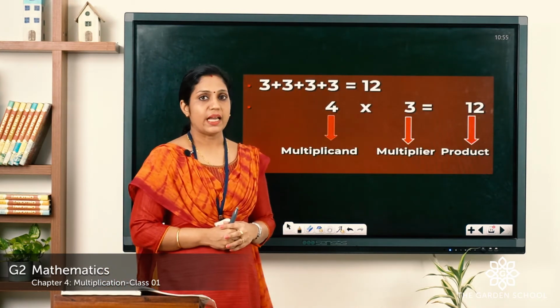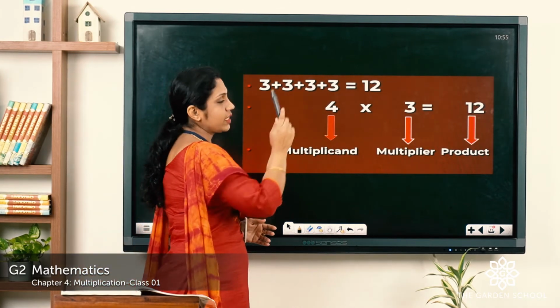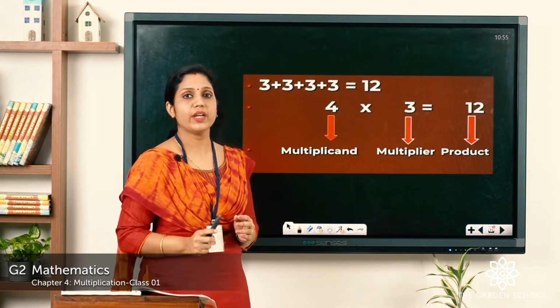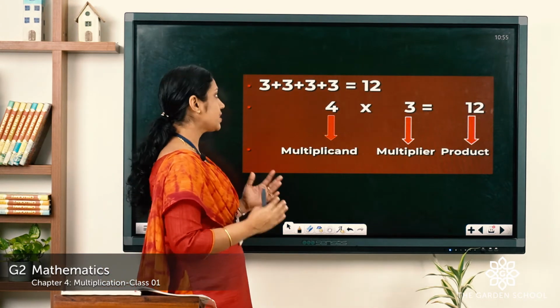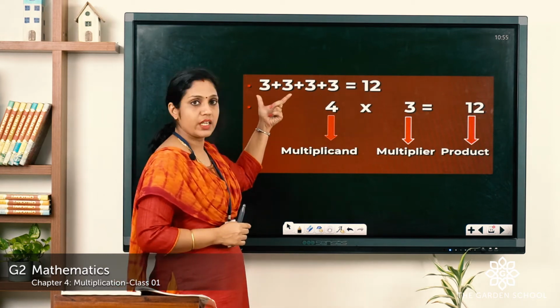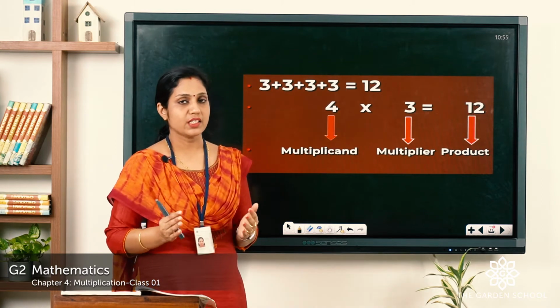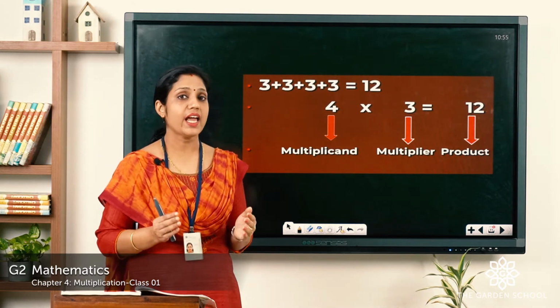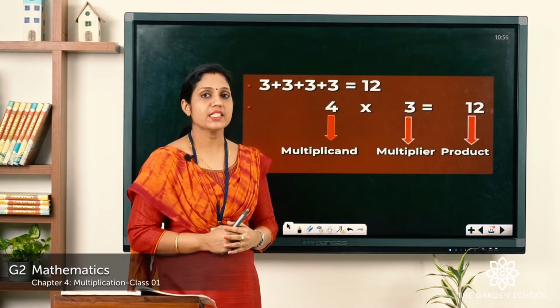Let's take another example. We have 3 plus 3 plus 3 plus 3. That is written in the repeated addition form. So what is 3 plus 3 plus 3 plus 3? First we will add the first two numbers. 3 plus 3 is equal to 6. 6 plus 3 is equal to 9 and 9 plus 3 is equal to 12. So we got the answer 12.